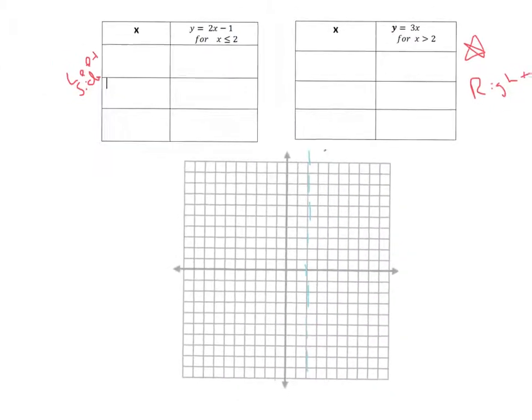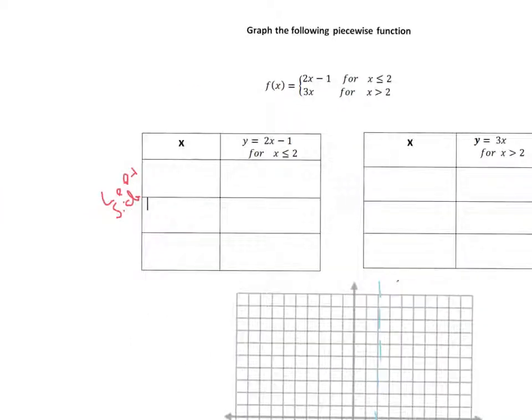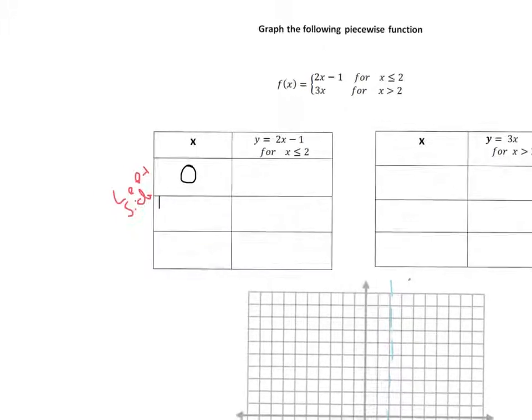So we're going to focus on our first piece, y is equal to 2x minus 1, for x less than or equal to 2. Let's pick an x value less than or equal to 2. Well, 0 would work. If we plug in 0 for x, remember that wherever you see an x, we plug the 0 in. So this is 2 times 0 minus 1. What do we get for our y value? We get negative 1. So when x is 0, y is negative 1.